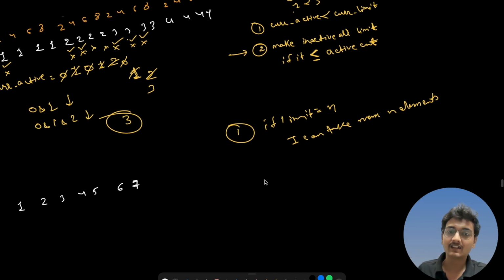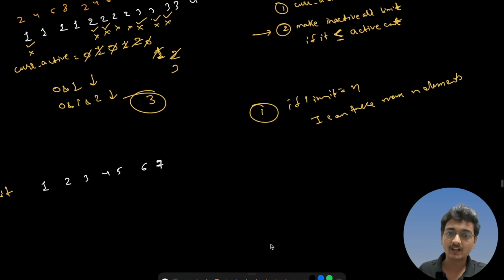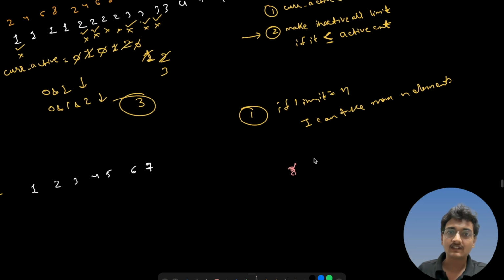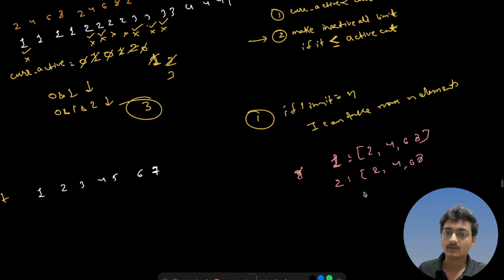If I'm able to reach this part, I will definitely be able to write a priority queue and solve this problem. So what I need to do is make a priority queue. Let's say I'm making a dictionary, a hash map. For 1, what values am I having? 2, 4, 6, 8. For 2, I'm having 2, 4, 6, 8. For 3 also 2, 4, 6, 8, and for 4 as well 2, 4, 6, 8. Superb.